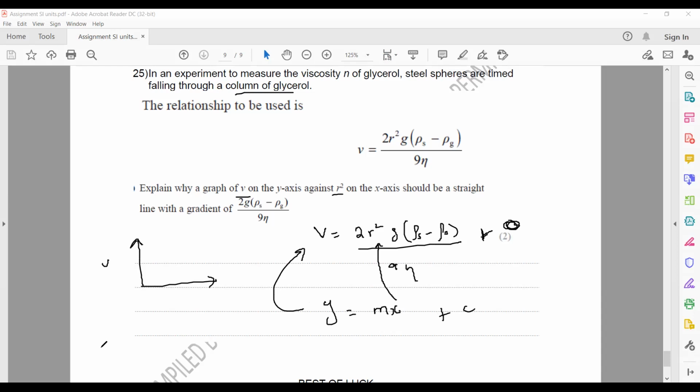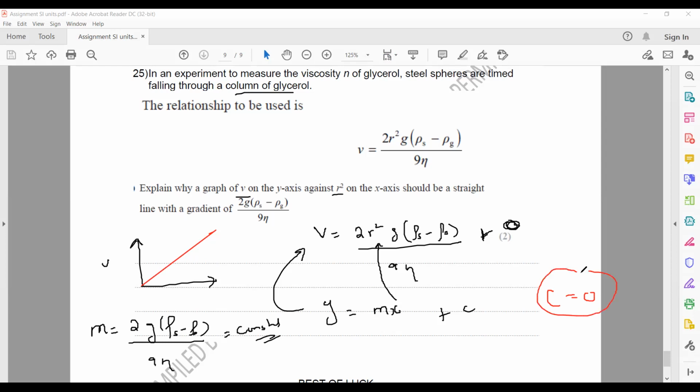So what will be the gradient? What we are left with will be the gradient. So the gradient will be 2, which is constant, g is constant, the difference of the densities is constant, divided by 9, and viscosity is also constant. So all the quantities in the gradient are constant, which means the gradient is constant. So it is a straight line. It will be a straight line passing through the origin. Why passing through the origin? Because the value of c, the y-intercept, is 0. Is it clear? Question 25.